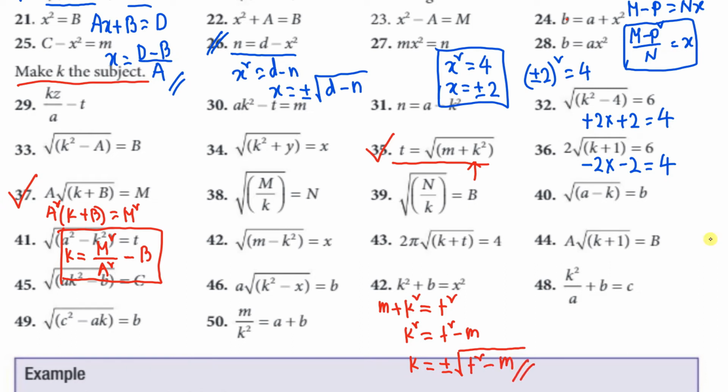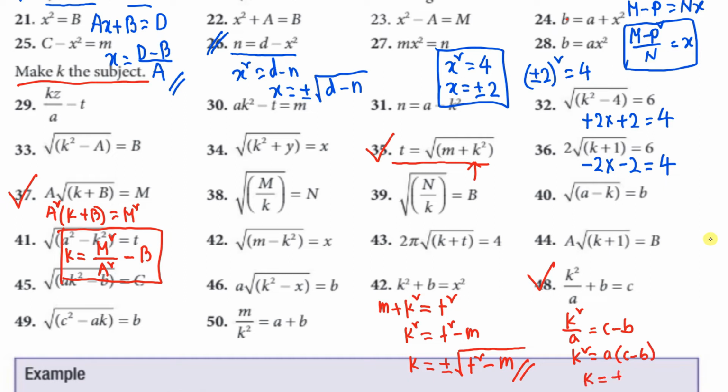This is our answer. The last one I'm going to show you is 48. It is written here, k square. So can I write k square by a, by writing c minus b? Then k square equals a bracket c minus b. Okay, now we need to take the square root.